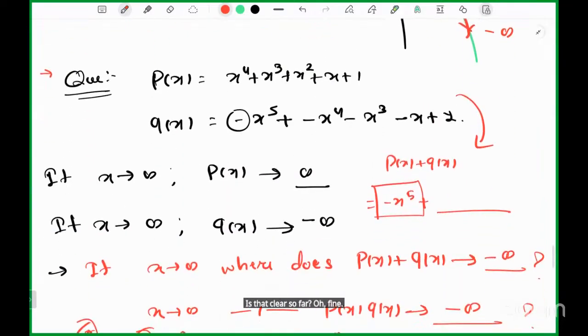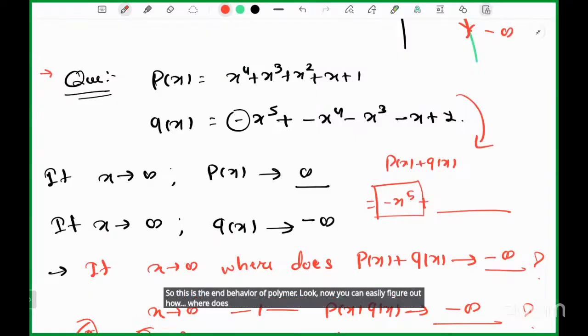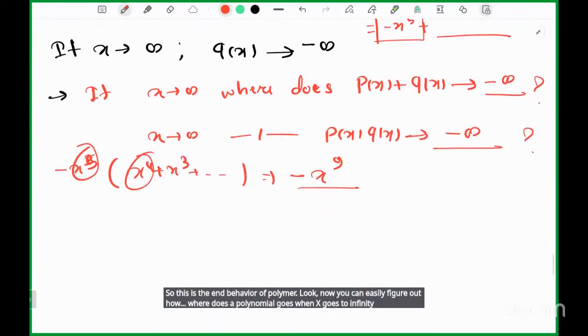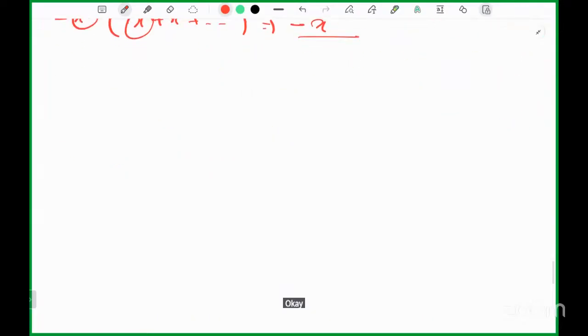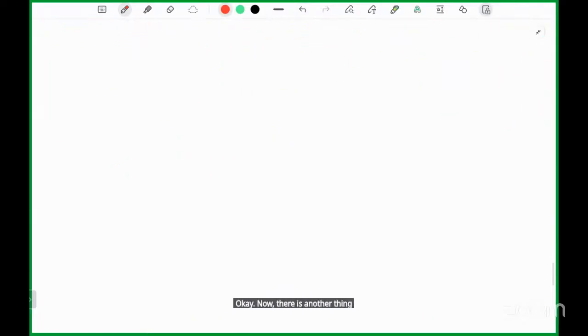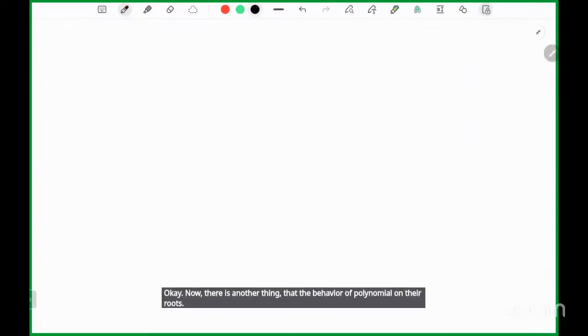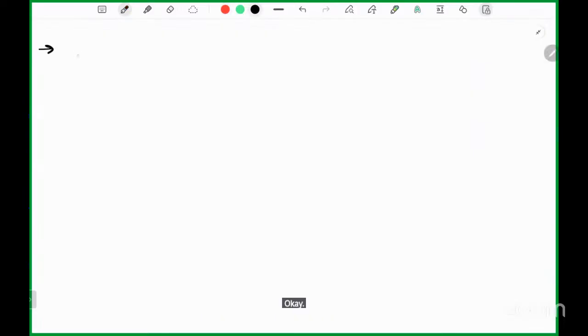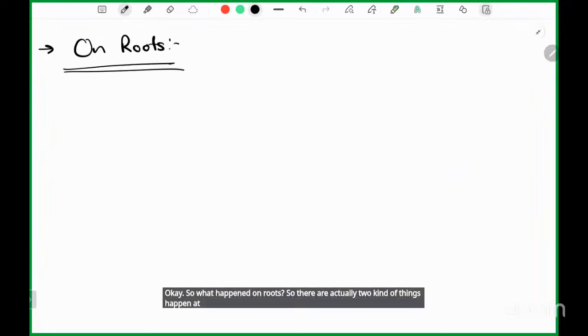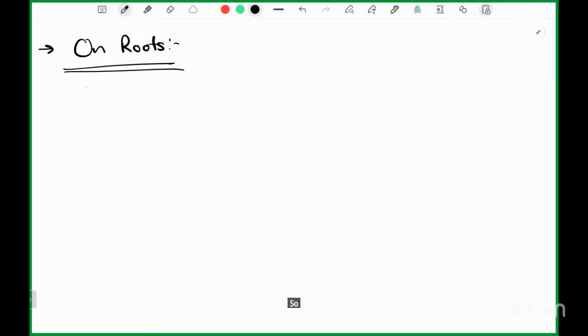So this is the end behavior of a polynomial. Now you can easily figure out where a polynomial goes when x goes to infinity or minus infinity. Now there is another thing, the behavior of a polynomial at its roots. So what happens at roots? There are actually two kinds of things that happen at roots, and it depends on the multiplicity of roots. So what is the multiplicity of a root?